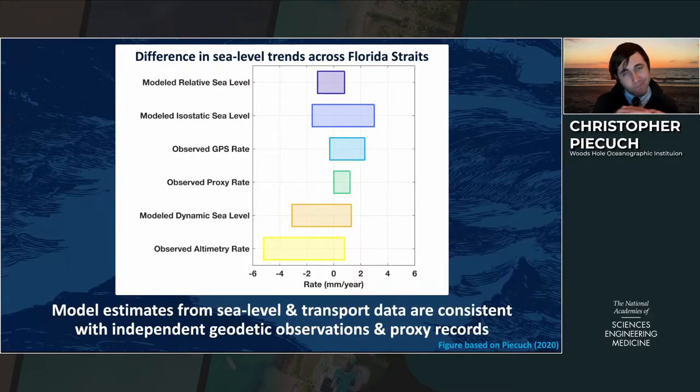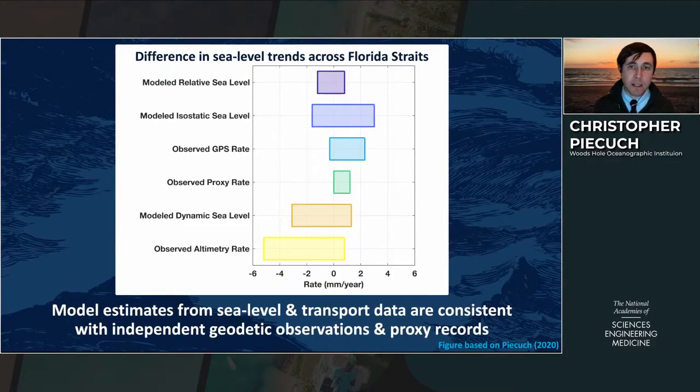However, that sort of zero trend actually is the canceling out of two different processes. One, there's a positive trend across the straits, that is sea level rising higher in the Bahamas, due to what I'll call isostatic processes. This is where your solid earth geophysical effects would come in. This is the blue box on the second row. And there's a negative trend in ocean dynamic sea level. This is on the fifth row down in orange, okay? So it's this canceling out.